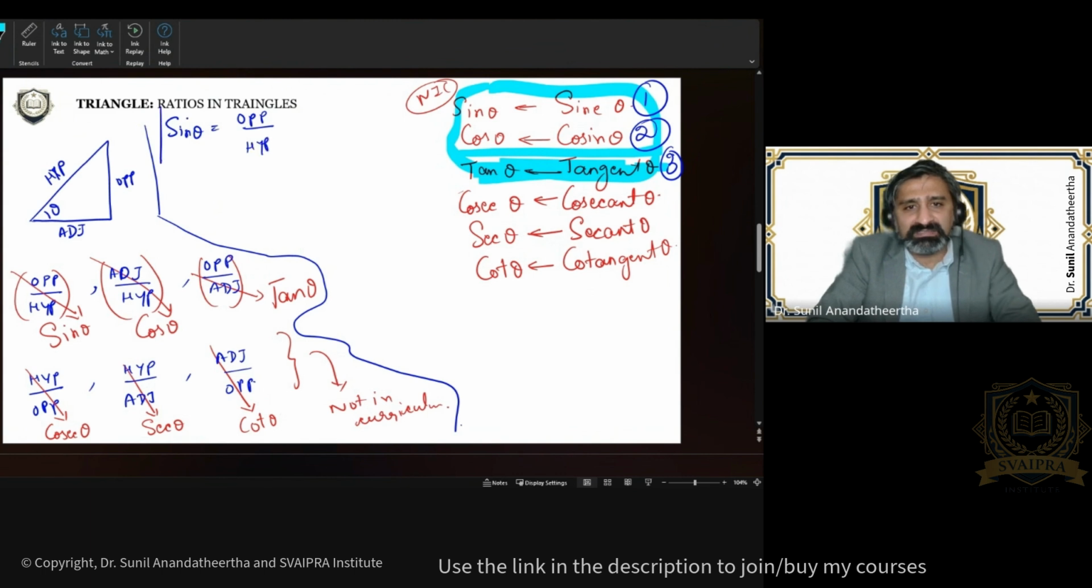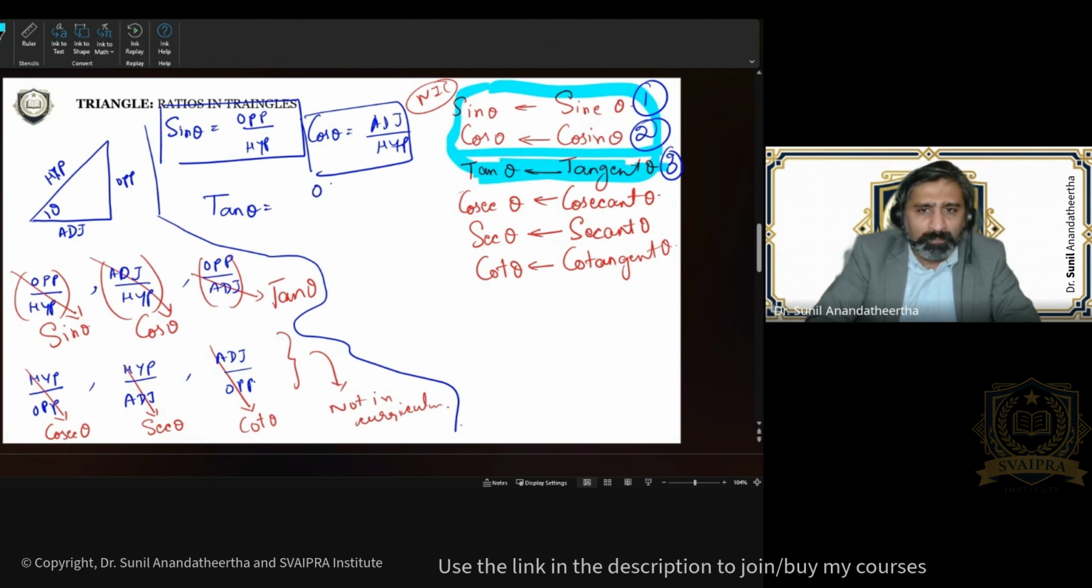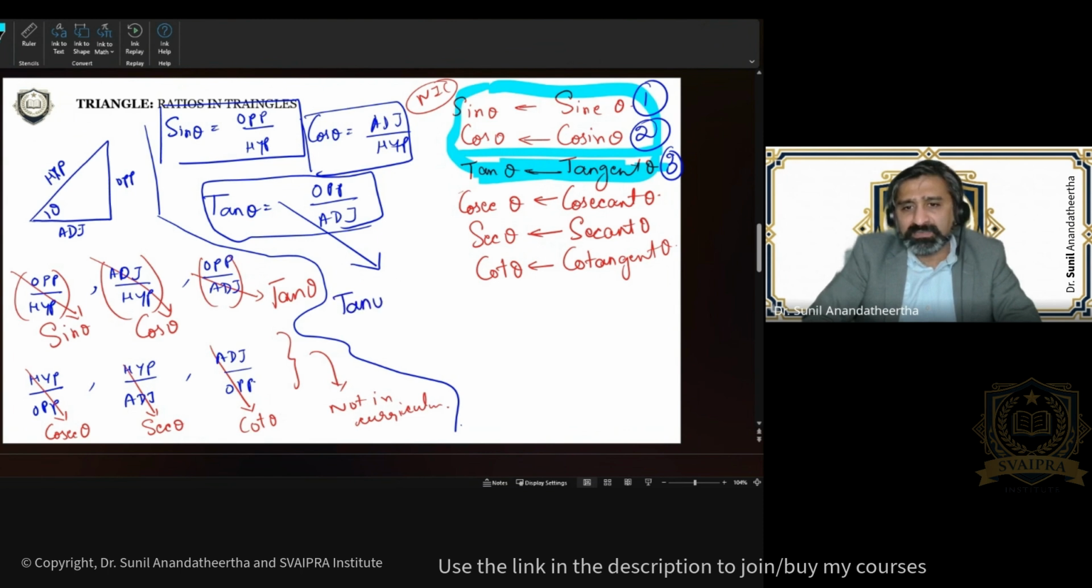Okay, so sine theta is opposite by hypotenuse, and cos theta is adjacent divided by hypotenuse, and you also have tan theta, which is opposite divided by adjacent side. Okay, so opposite divided by adjacent, that's your tan theta. You can also re-express your tan theta pretty simply as sine theta by cos theta.